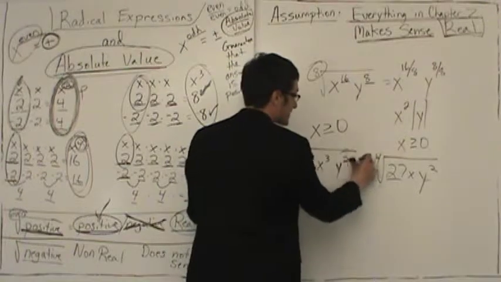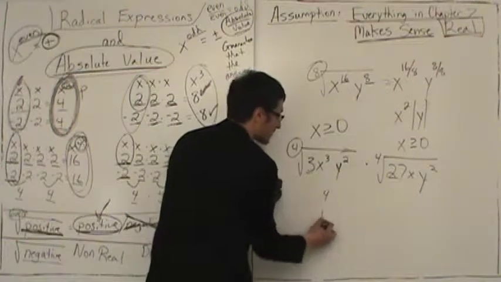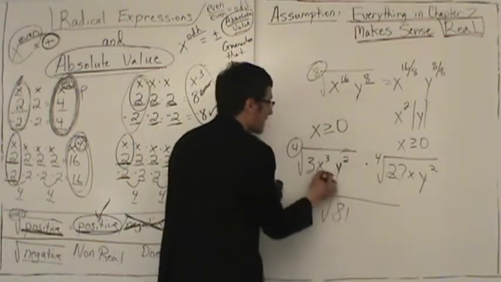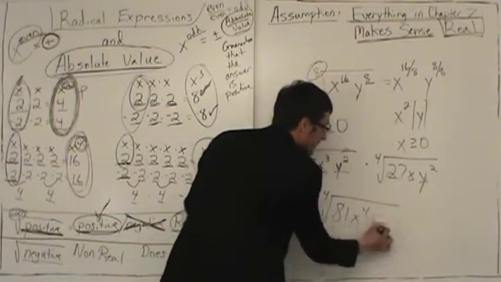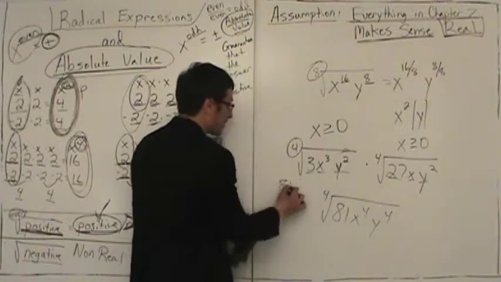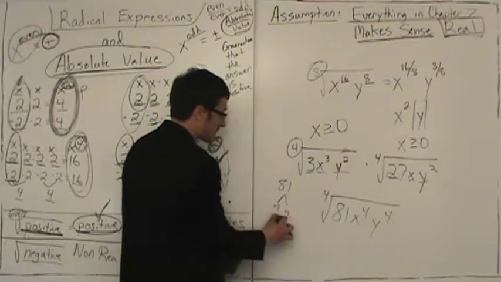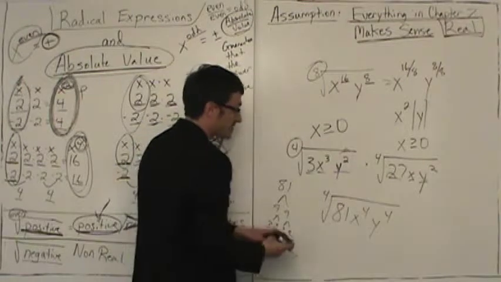So watch what happens. Can we multiply the radicands together? Yes. 3 times 27 gives the fourth root of what? 81. X cubed times x gives x to the fourth. Y squared times y squared gives y to the fourth. And now we take out groups of 4. We're going to take 81, break it down. 81 is 9 times 9. Break this down. This is what? 3 times 3, 3 times 3. So we have 1, 2, 3, 4 3s making 81.